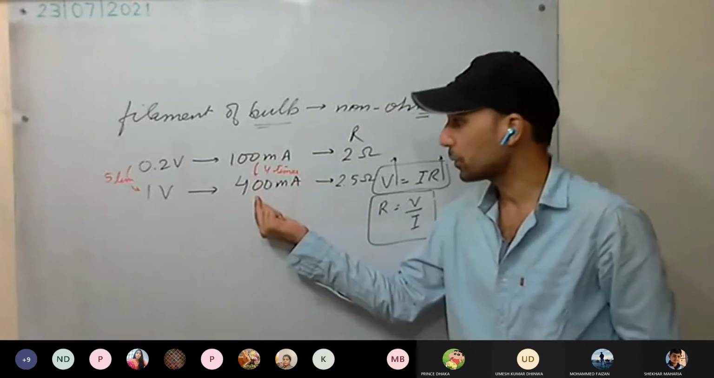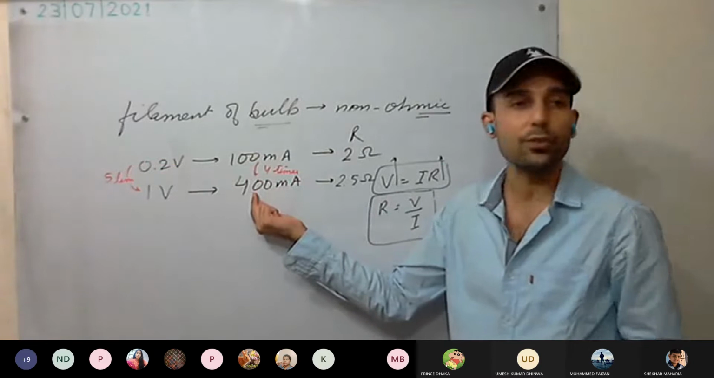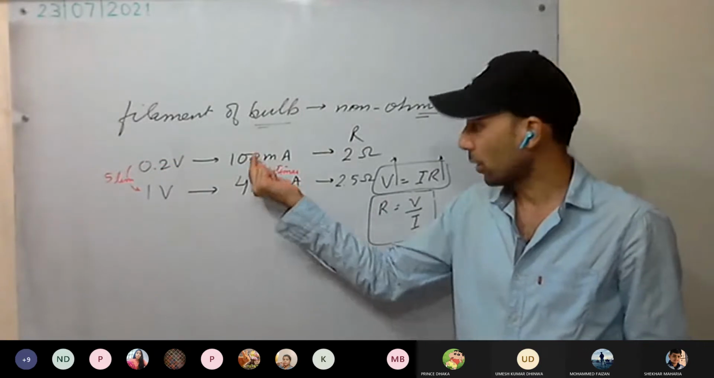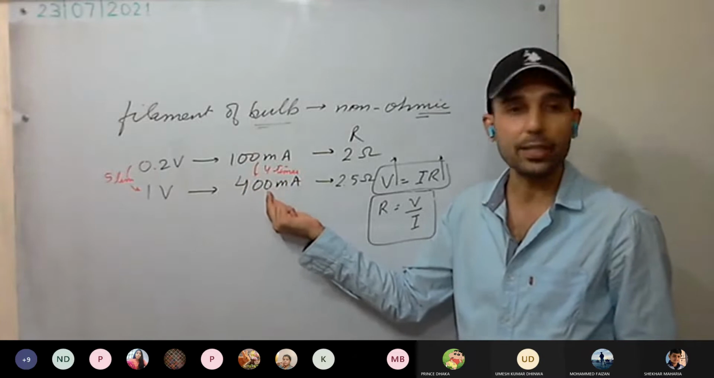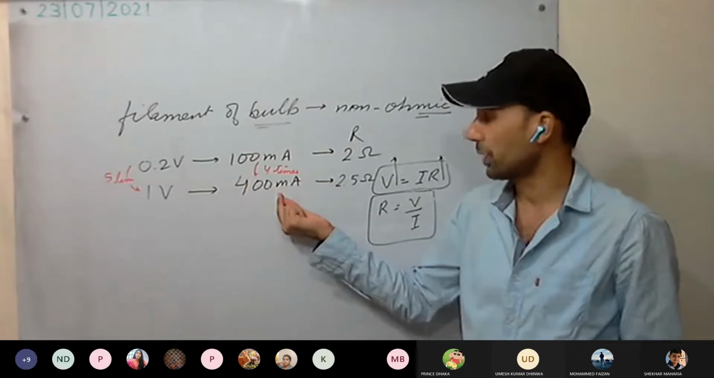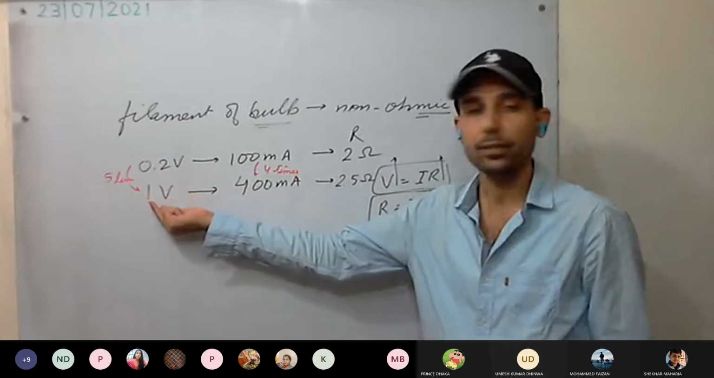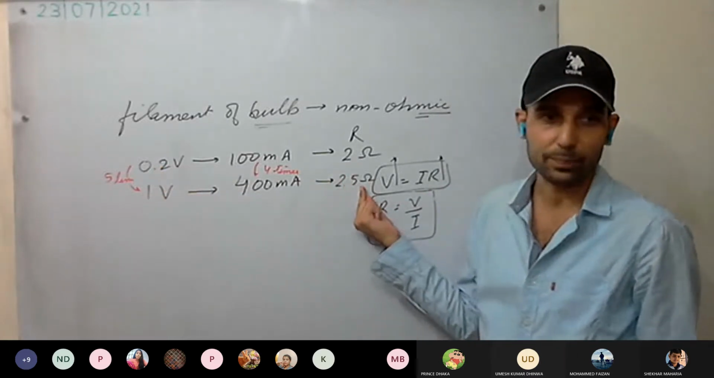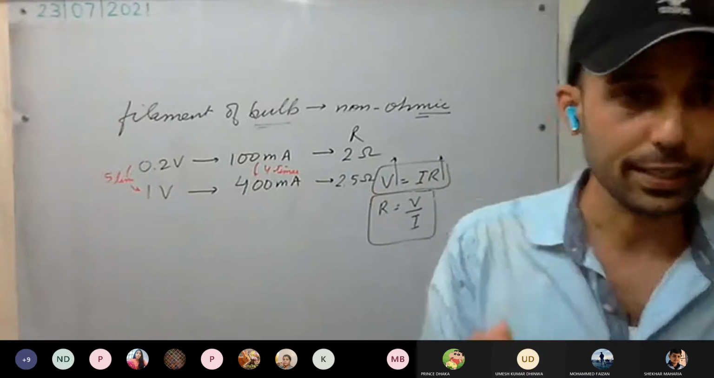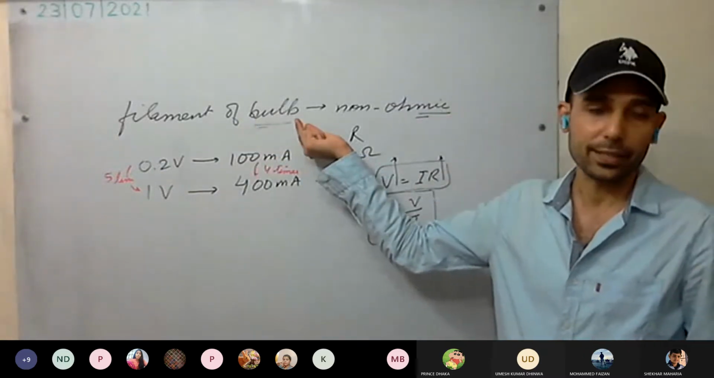It means as we have increased the potential difference, there has been obstruction to the flow of current. Obstruction has increased, resistance has increased. You can see it must be 500 milliamperes, but current is only 400 milliamperes. Why? Because its resistance has increased by increasing the potential difference. You can see it has gone from 2 ohm to 2.5 ohm. So the main reason here is that the filament of the bulb is a non-ohmic conductor.